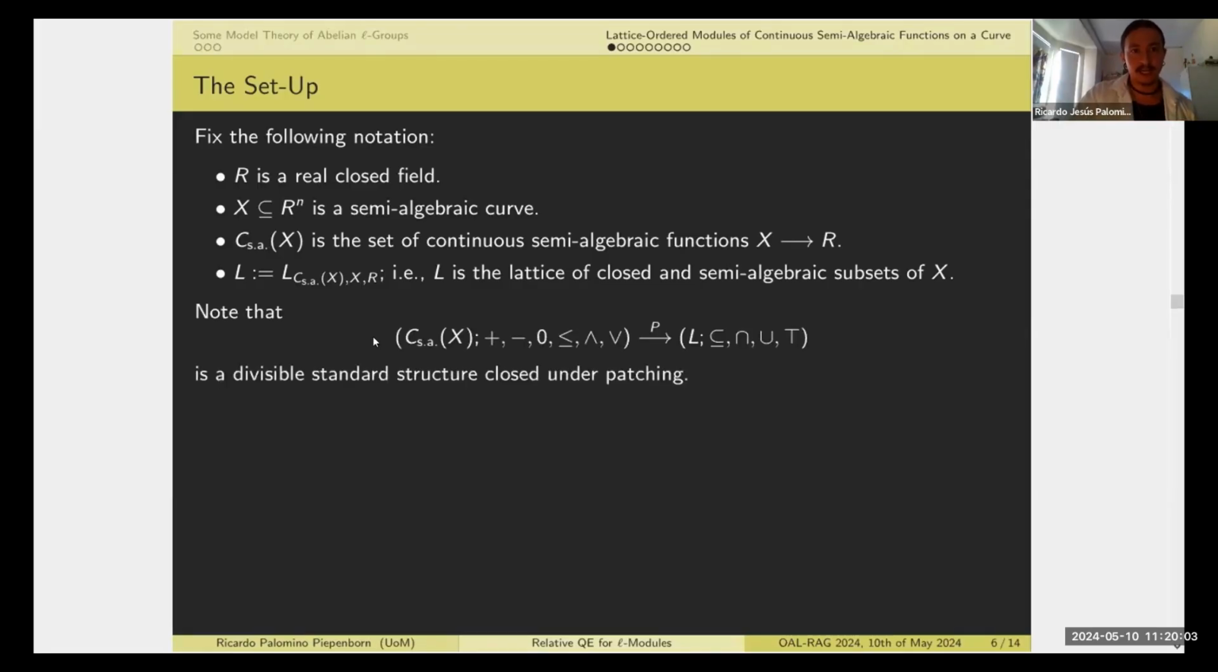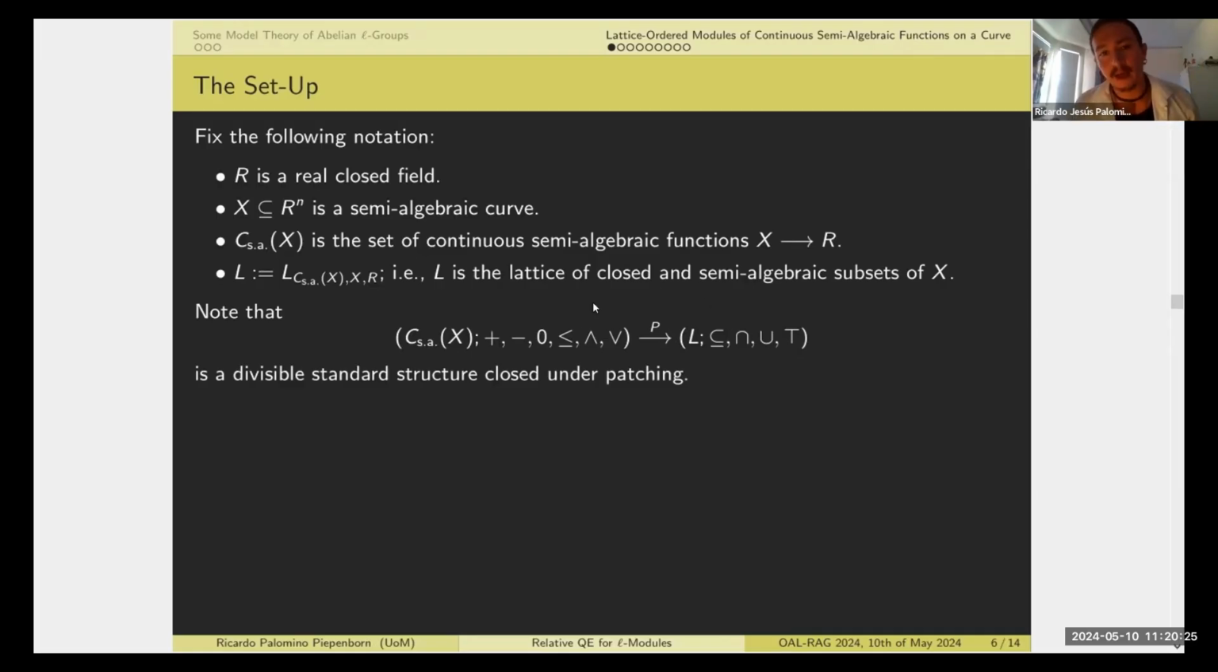part of the talk. So what am I doing? Of course, this has more than a structure of a set. So in particular, it is an abelian L group of functions, and I can enrich it. I can consider this as a standard structure, right? So I have here the sort for the abelian L group. I have the sort here for the lattice of zero sets.